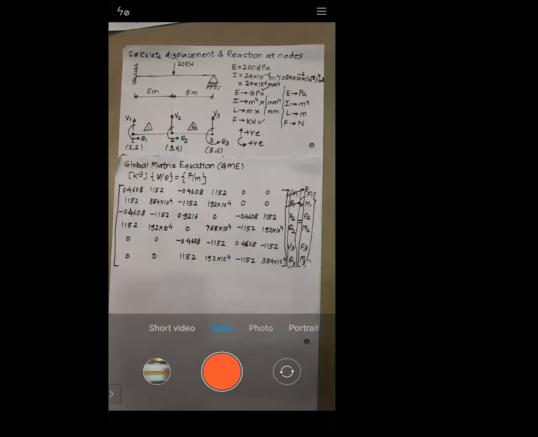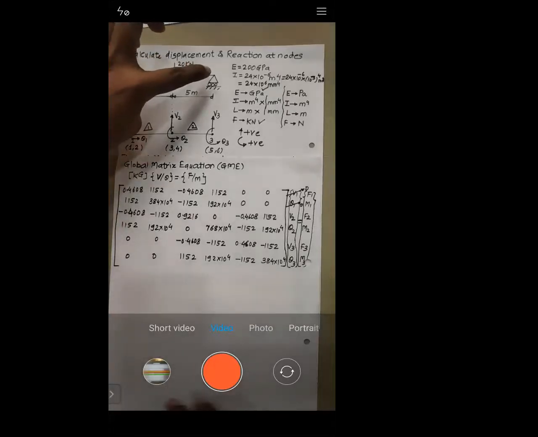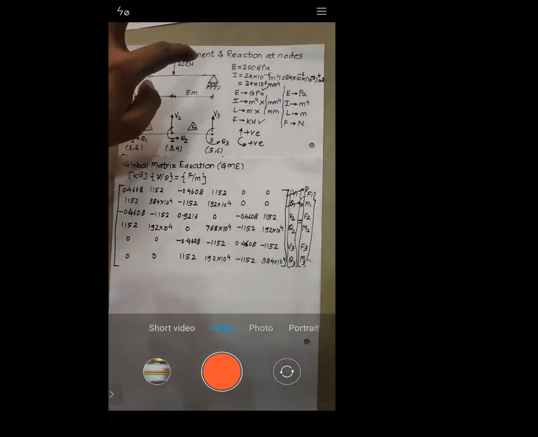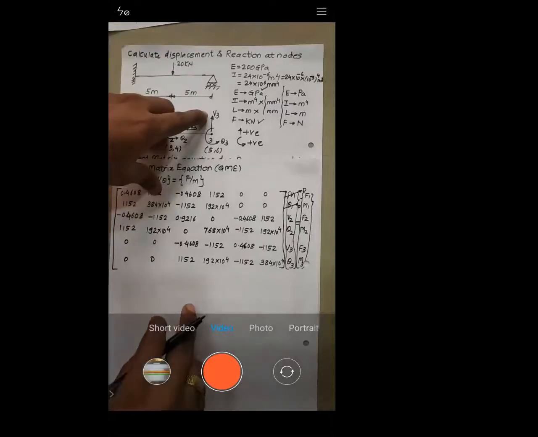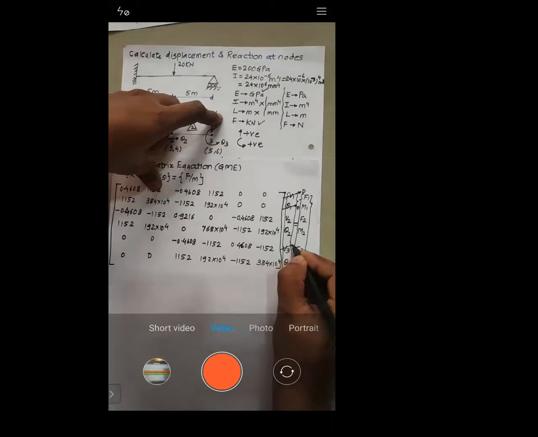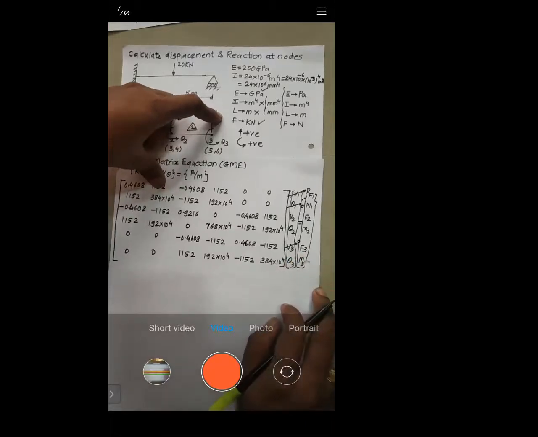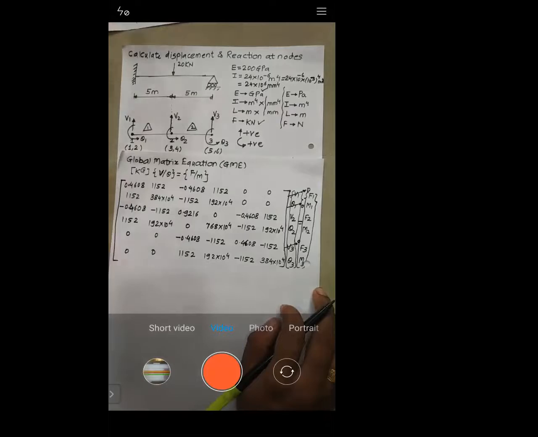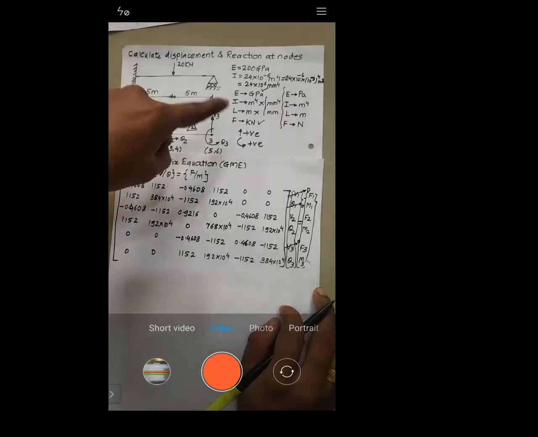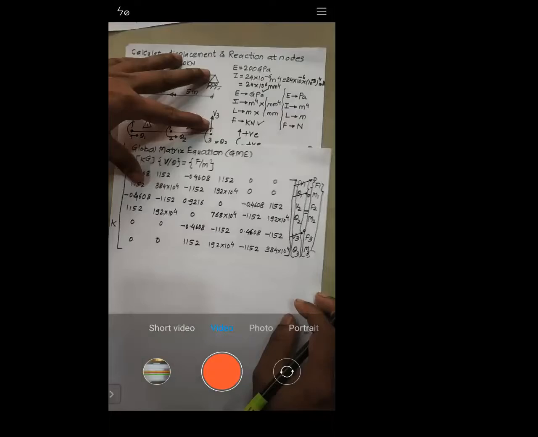Sir, that is a roller. See, this roller can move in x direction, but it can't move in y direction. That means this V3 is 0. Try to understand. V3 is 0. Understood or not? It's a roller. This roller can't move in vertical direction, and V3 is the displacement in vertical direction. So V3 is 0. Is it okay or not?